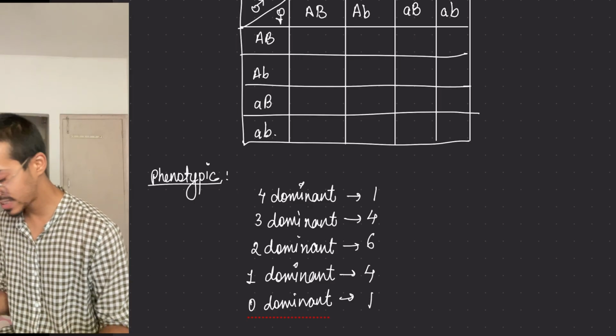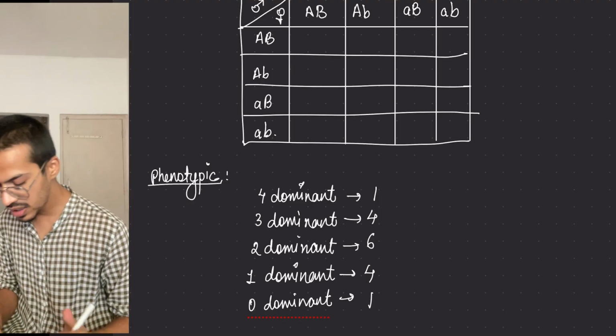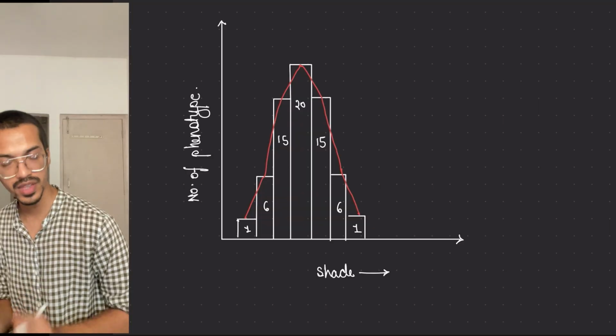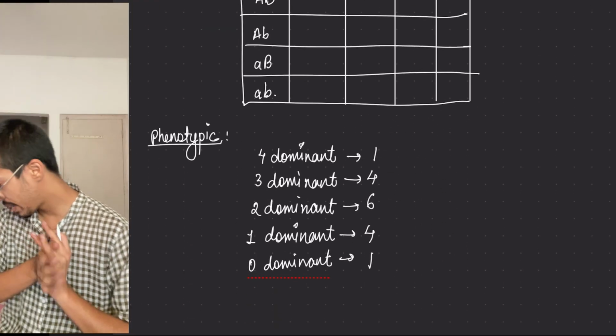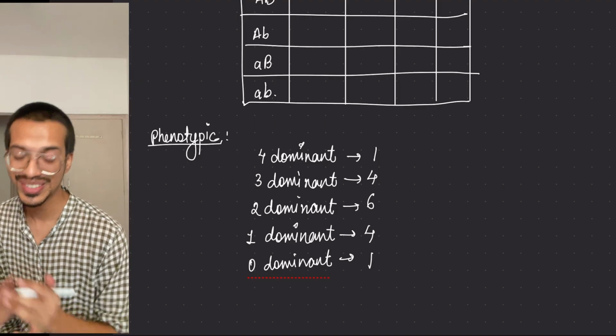So your expression would be 1:4:6:4:1. Similarly, you can make its cumulative graph like this. Okay, so this is one such example which you have to remember. That's all about the polygenic inheritance for now.